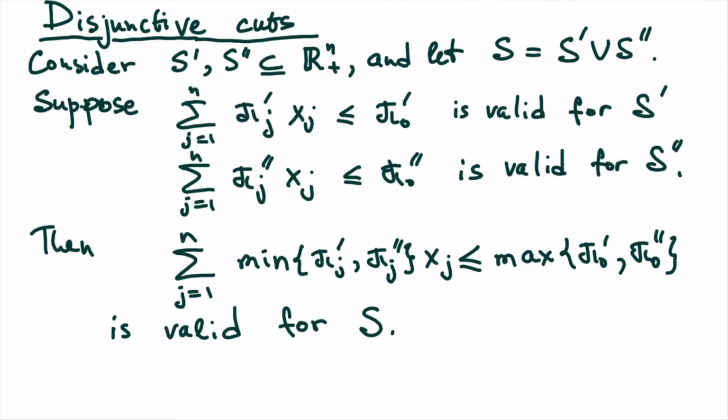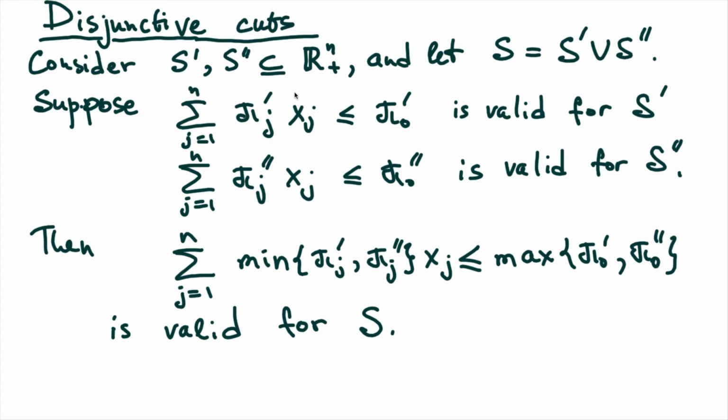Finally, I would like to conclude this lecture with a brief discussion of disjunctive inequalities and split cuts. Alright, so consider the situation when we have a disjunction of two sets. One is S prime, the other one is S2 prime. So this is a general situation. We don't necessarily talk about polyhedra here. But assume that the inequality, the summation of pi j primes xj's is less than or equal to pi 0 prime, is valid for S prime, and a similar inequality is valid for S2 prime, with pi j 2 primes being the coefficients for xj's and pi 0 2 prime being the right hand side.